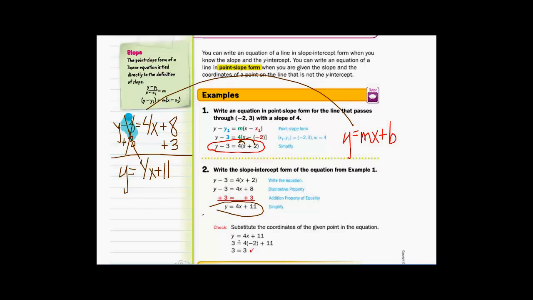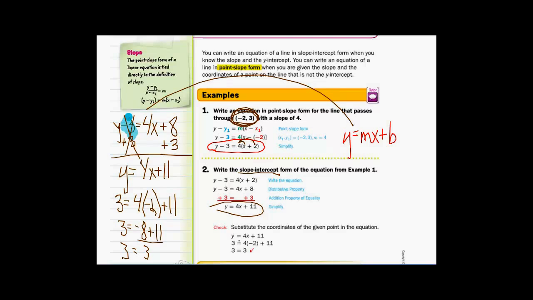Now, if you wanted to check that, you could take those points right there and you could substitute those in there and it should make it true. So y was 3 equals 4 times x is supposed to be negative 2 plus 11. So 3 equals negative 8 plus 11. So this right here is 3. 3 equals 3. That's how I know I've got the correct answer. Okay? So we substituted this information in to get point slope, and then to change point slope to slope intercept, we just had to distribute and then solve for y.